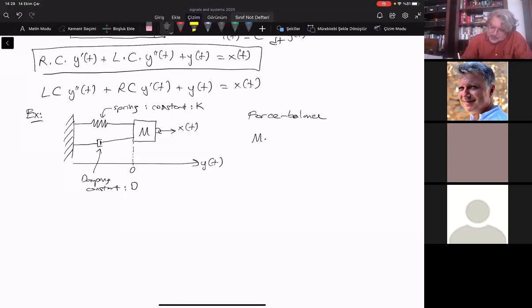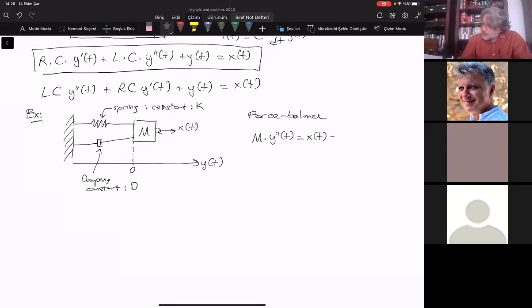So let's write it. Mass times, what is the acceleration? It's the second derivative of the position. The first derivative of the position will give you velocity, and the second derivative of the position will give you acceleration. So it is essentially m times y double prime of t. That is the acceleration of this moving mass. It's the net force. So what is that force balance? There are two things that are acting in an opposed way. Let's say the positive way is to the right-hand side, to the position of x of t. So we have x of t acting positively, minus all the others pulling backwards.